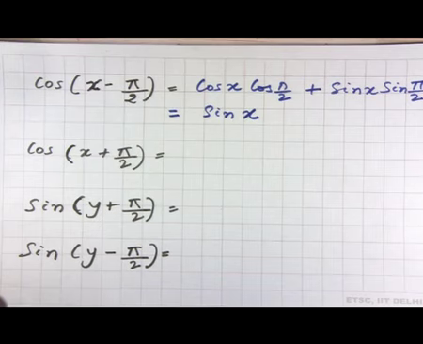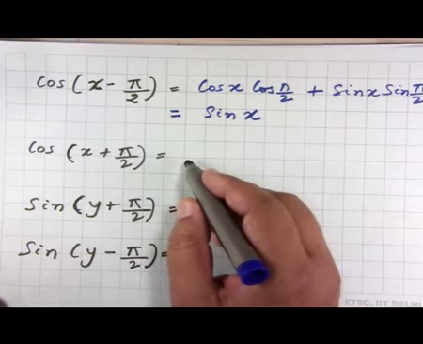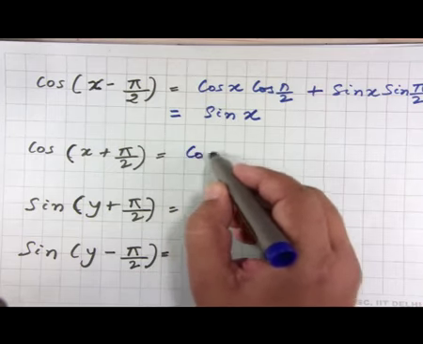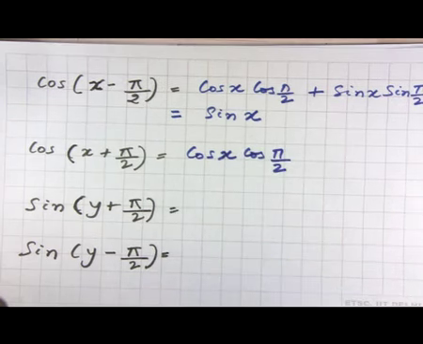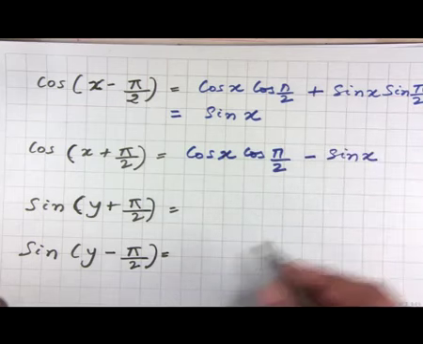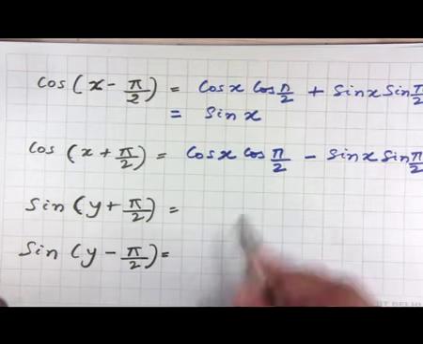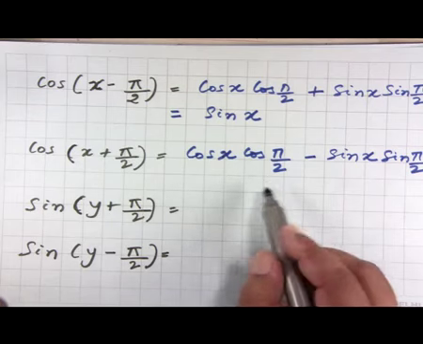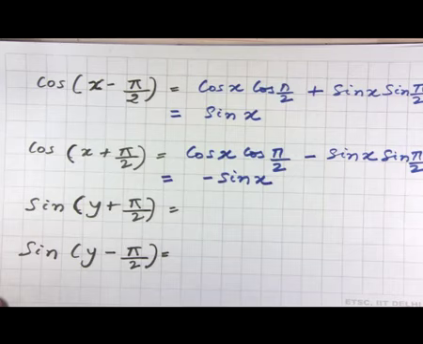Similarly, cos of x plus pi by 2 is, so we will use now the formula for cos of x plus y, with y equal to pi by 2, which is cos x cos y minus sin x sin y. Again here, because cos of pi by 2 is 0, this first term is equal to 0, and so what we get is minus sin x.